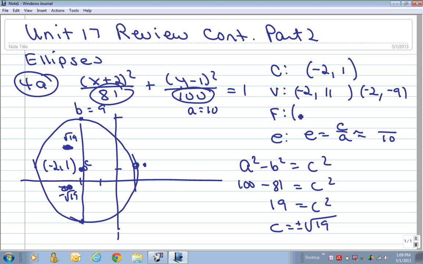So we're going to write it as (-2, 1 plus the square root of 19) and (-2, 1 minus the square root of 19). And there are your foci. All right, and we found C to be the square root of 19. So the eccentricity is the square root of 19 over 10.